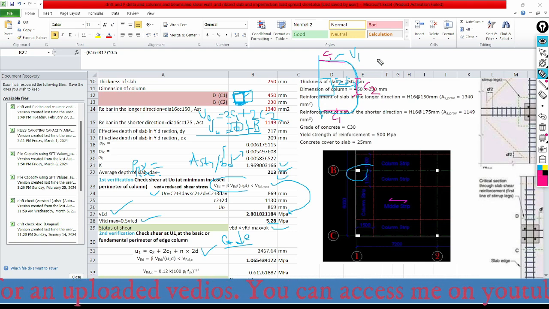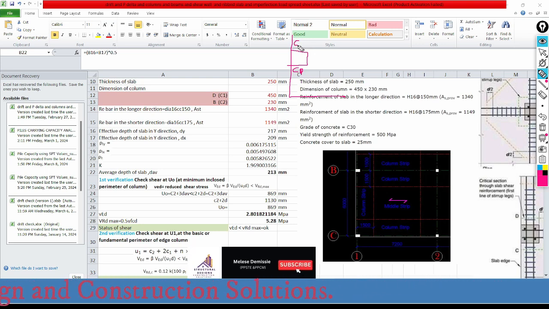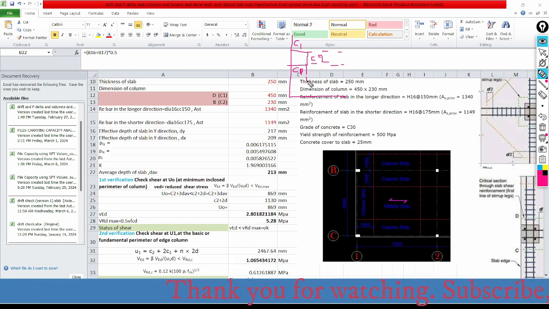And this one is what? Here we have a column here, and this is C1. This is also C1. This is C2. So here we have this punching parameter. And here we have another punching parameter. Here this part, here this part, and here this part.